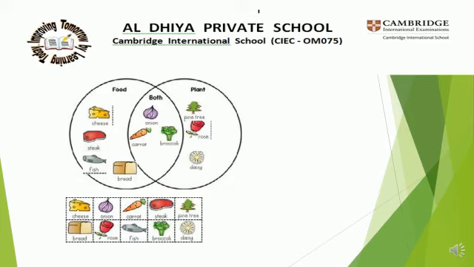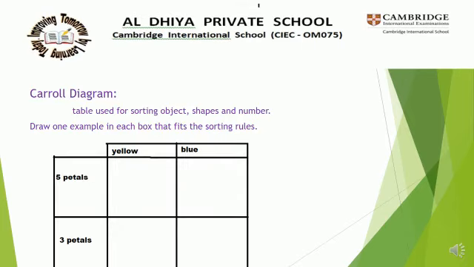Okay. Next we are going to see Carroll diagrams. What is Carroll diagrams? Carroll diagrams are tables. That is nothing but a table that is used for sorting objects. What is meant by sorting? Sorting is the grouping or classifying the objects.